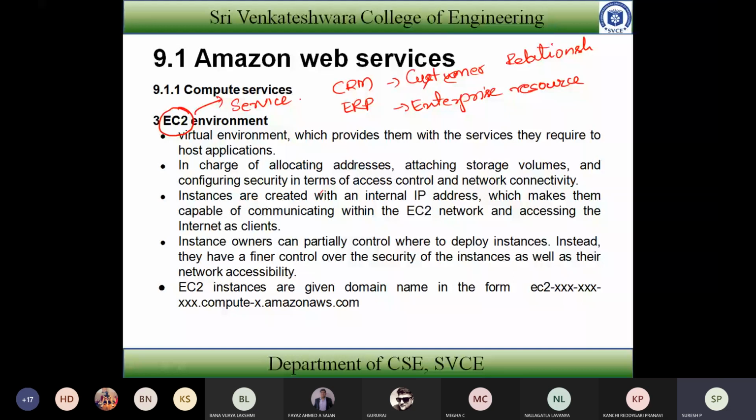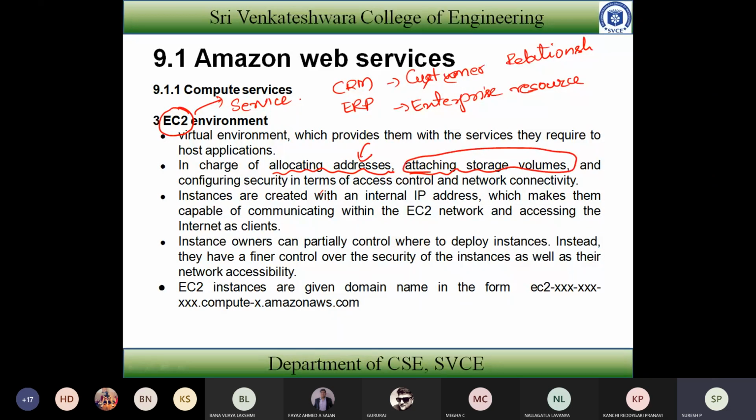Okay, so what are the things it requires? If the application has to be accessed from one place to another place, it should have some network address, an IP address. For that, this particular EC2 will be in charge of allocating the addresses. So when you have this EC2 environment, it will have an allocated address, and we have to attach some storage volumes to that particular EC2.